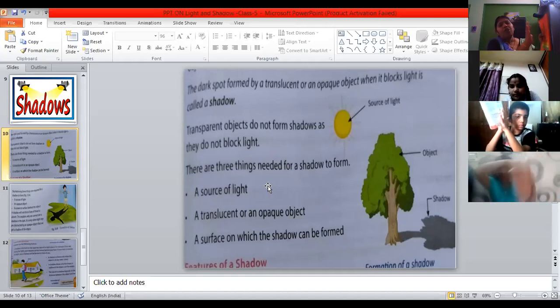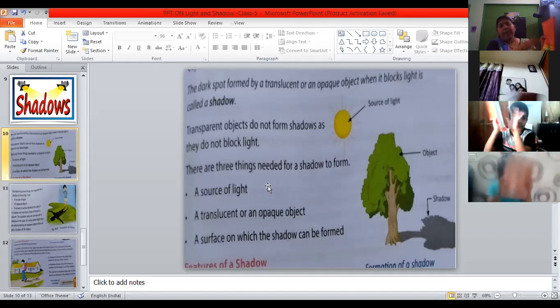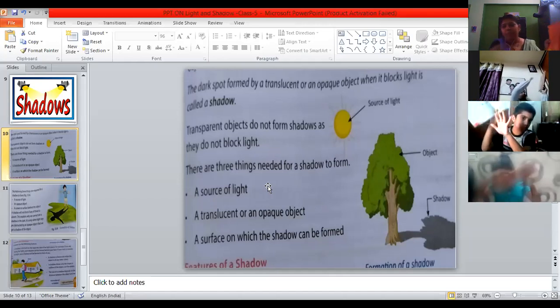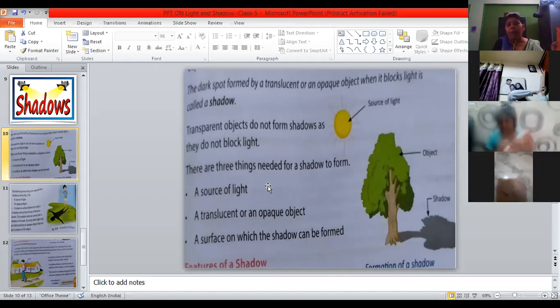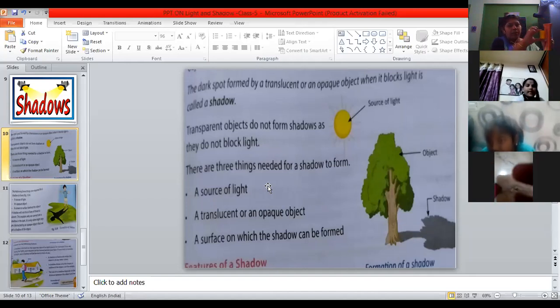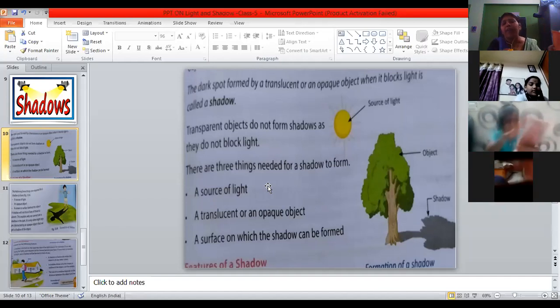So what are the things we need to form a shadow? A source of light, an opaque object. For example, I'm taking this. Can you see the shadow of this? Yes, ma'am. So what are the things we need to form a shadow?